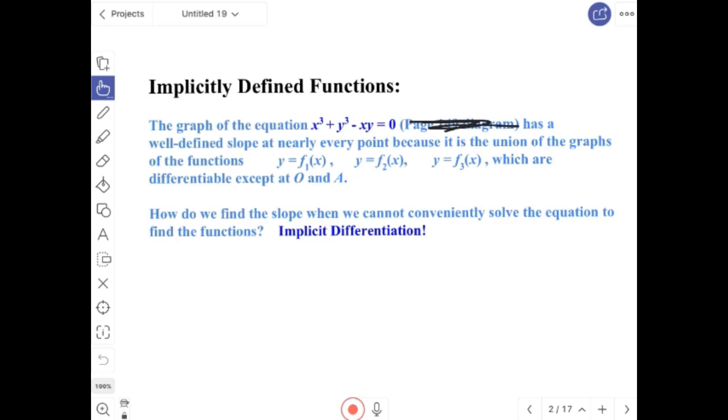Okay, so implicit differentiation again is used when we have variables that are together, like when you have x and y on the same side, or they're being multiplied, or they're just kind of combined, we're using implicit differentiation.